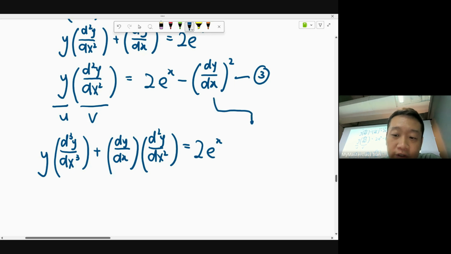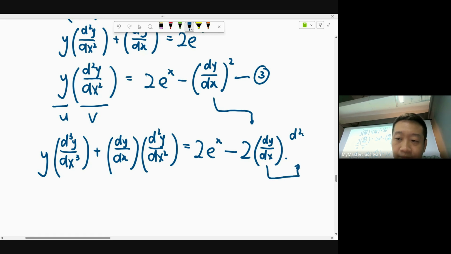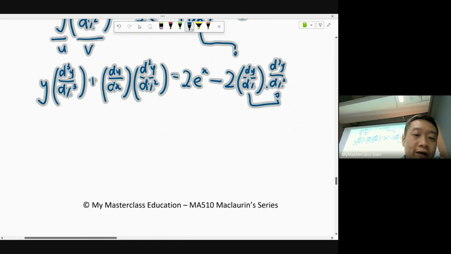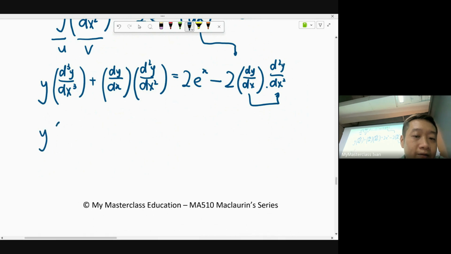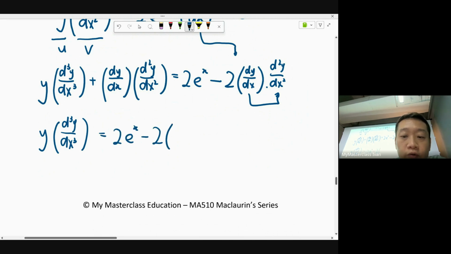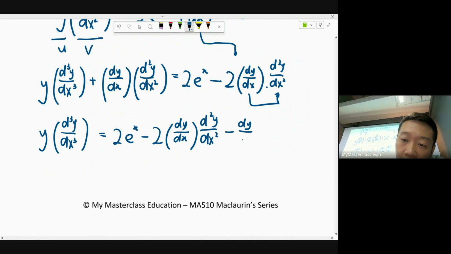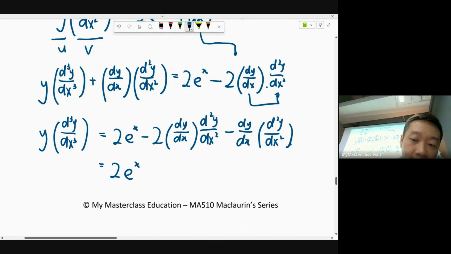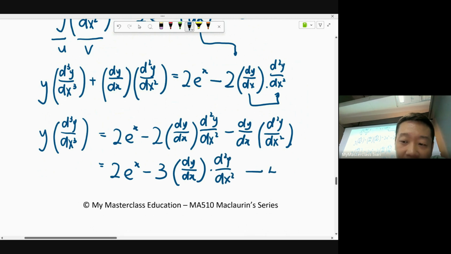Okay, now differentiate this, Josh, tell me. What rule? 2 dy dx times? Understand, remember, chain rule must always differentiate the inside. Okay, so I will have y d3y over dx cubed equals 2e power x minus 2. If you can see it quicker, you can immediately write minus 3. Okay, so this equals 2e power x minus 3 of dy dx times d2y over dx squared. Equation 4.